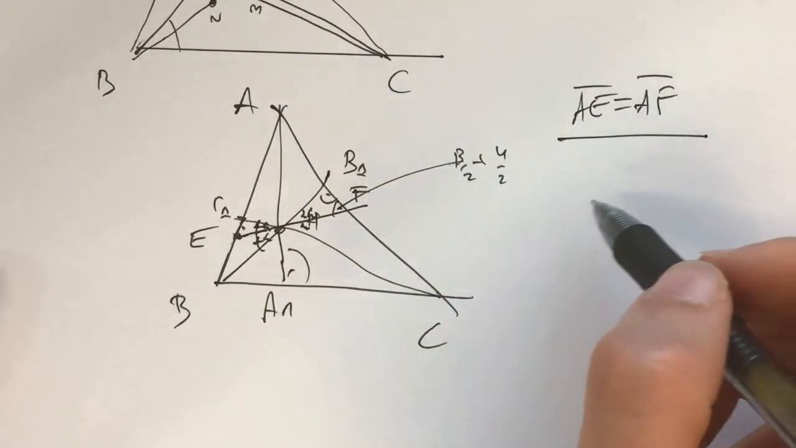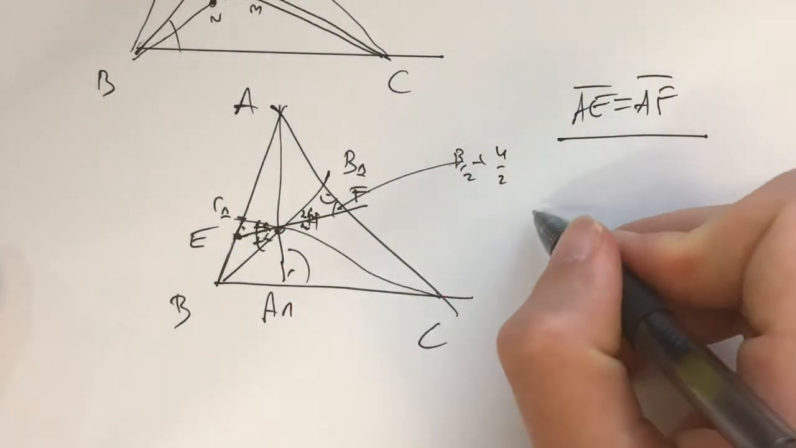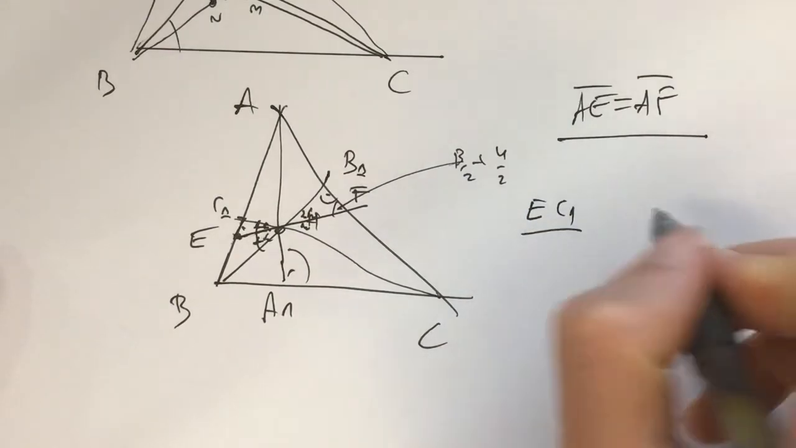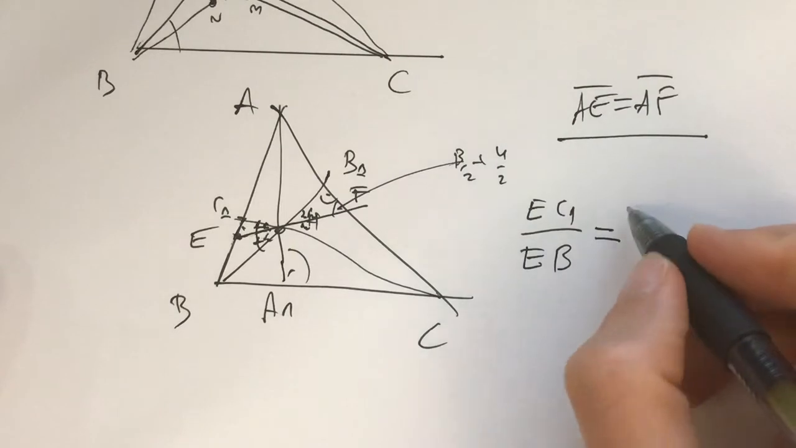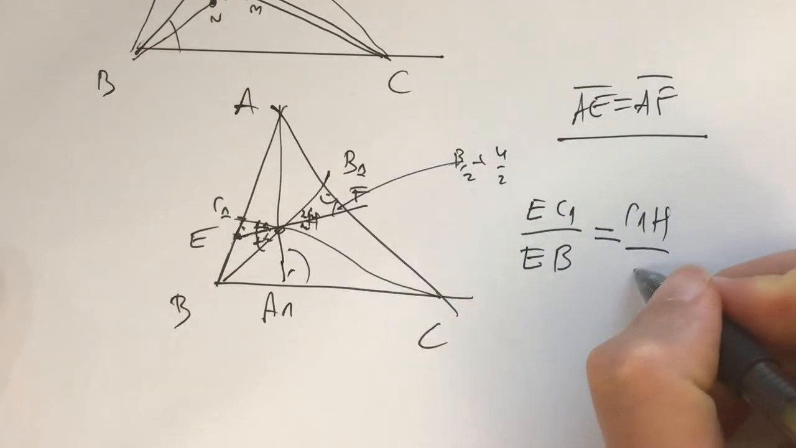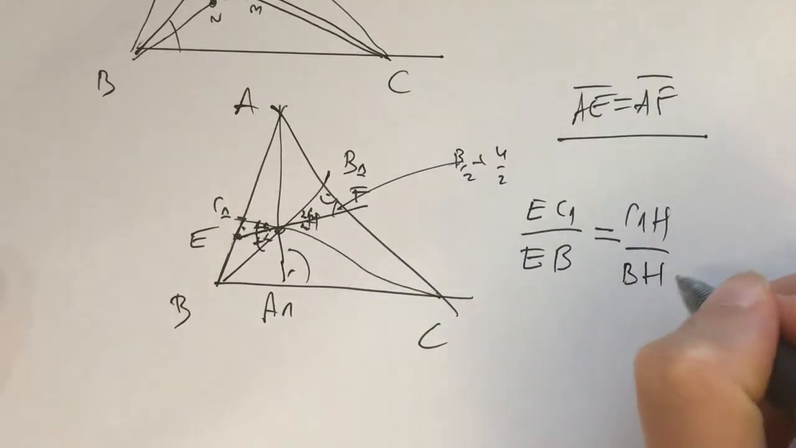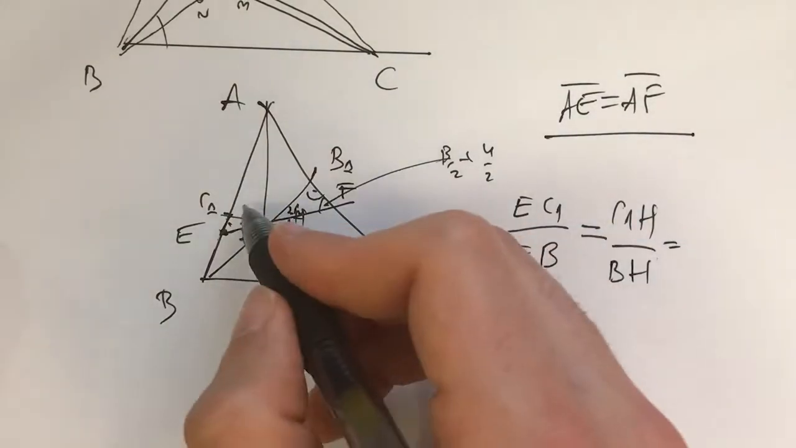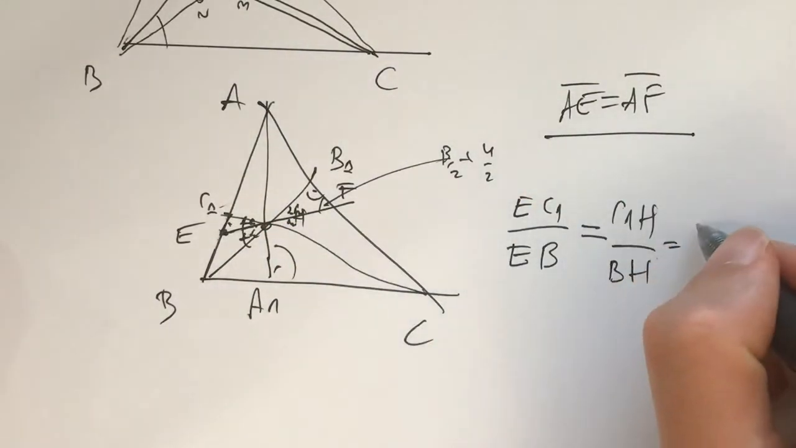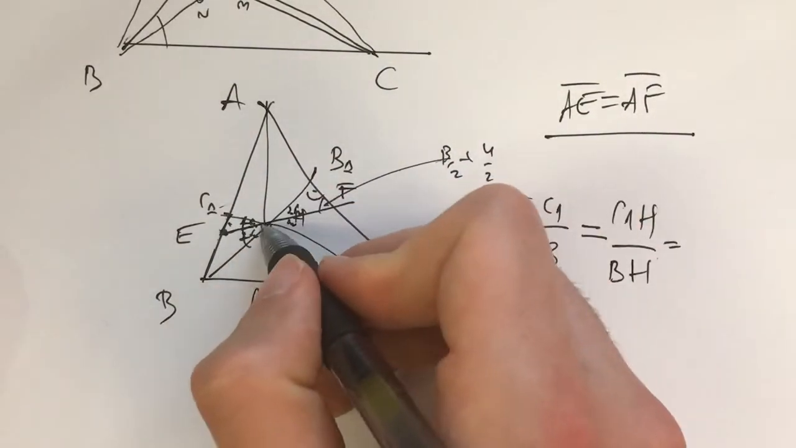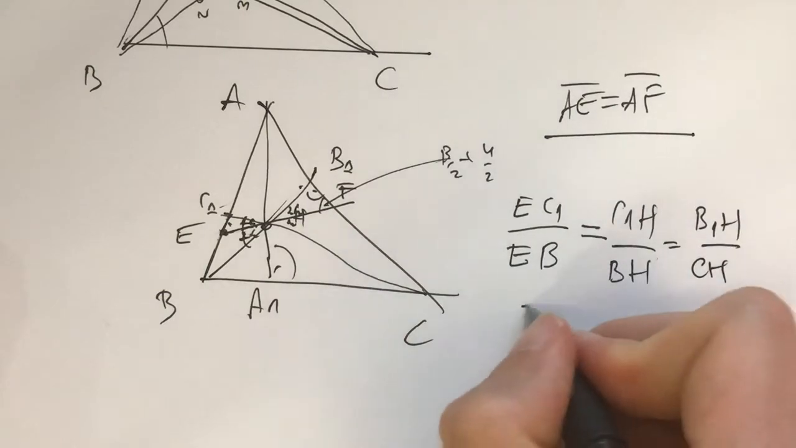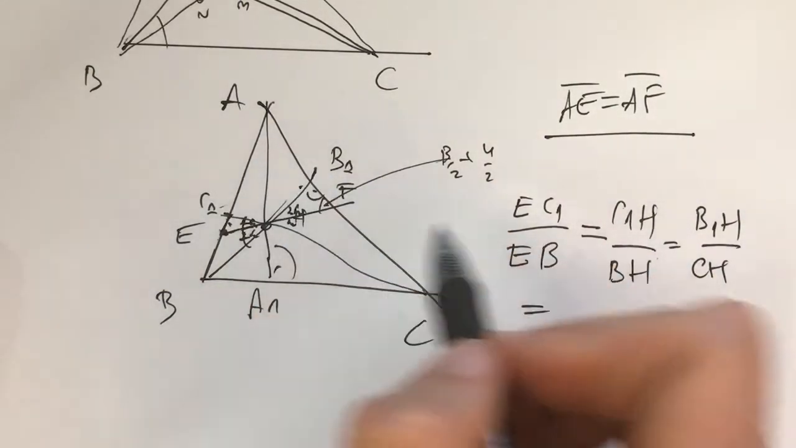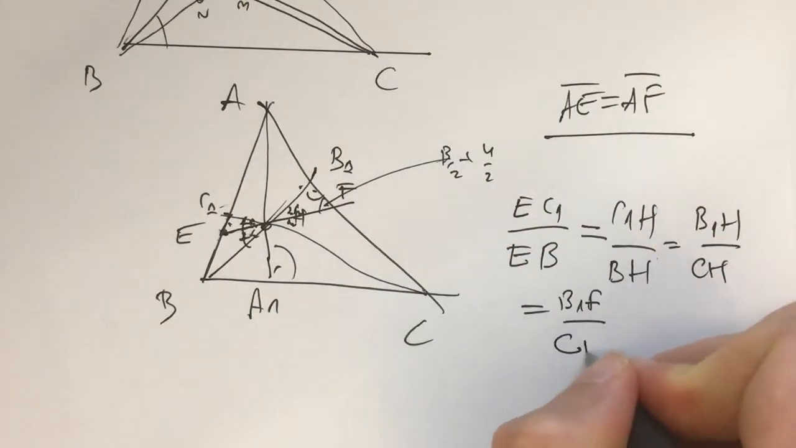So we have this is true, and then we also have EC1 over EB is equal to C1H over BH, and then because these are concyclic, this is equal to B1H over CH, and then this is also equal to B1F over CF.